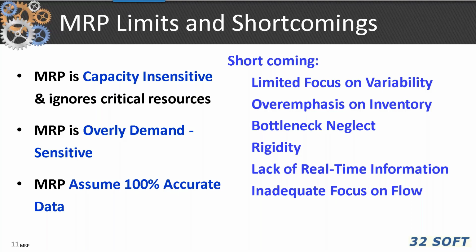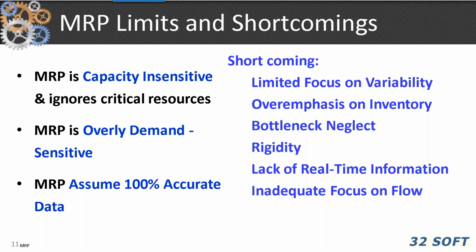And as I mentioned, it assumes 100% accurate data. Consistent, accurate understanding. MRP can only deal with what it is fed, planned versus actual. Other observed shortcomings, which we'll talk about at MUG in April, are that it has a limited focus on variation and variability. There is an overemphasis on inventory in MRP in that it doesn't really look at the flow of the product. It ignores bottlenecks, and it can tend to be rigid and can lack real-time information. After you understand all the inner workings of MRP, you can mitigate these issues.